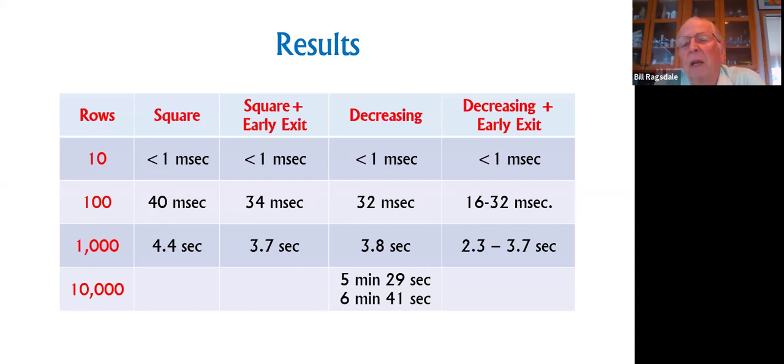Finally, applying the decreasing sort with an early exit, the sort times improve down into the 16 to 32 millisecond range. The 1,000 sort goes down into the 2-3 second range. And I assume for the 10,000 sort, it would probably go down to about the 4-minute range. But still, 4 minutes is quite a significant period of time.